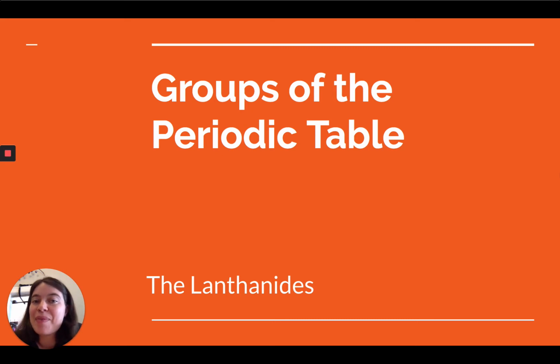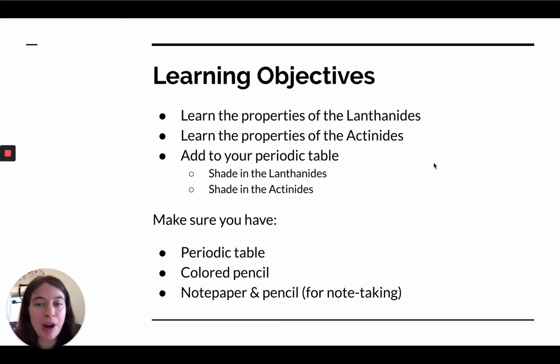Hi everyone. Today we're going to be talking about two more groups on the periodic table, the lanthanides and the actinides. So we're going to learn the properties of the lanthanides today. We're going to learn the properties of the actinides today. We're going to shade both of those groups in on our periodic table.